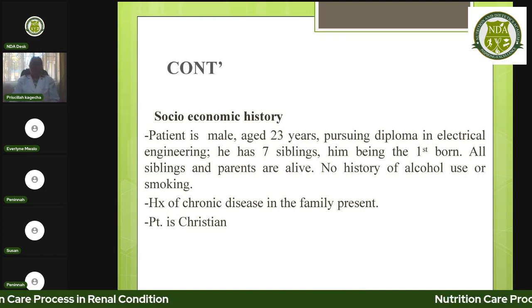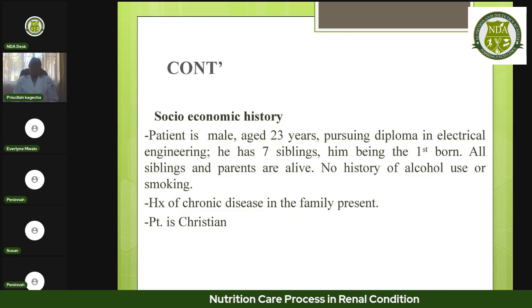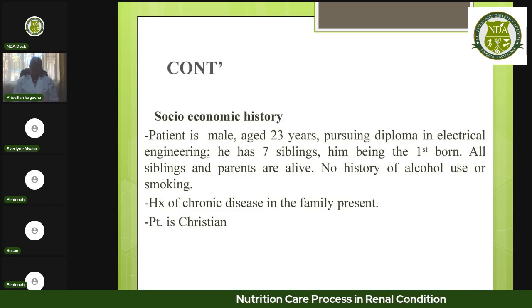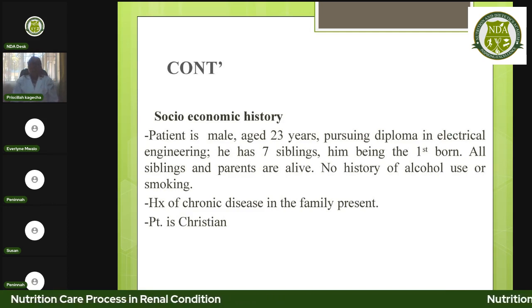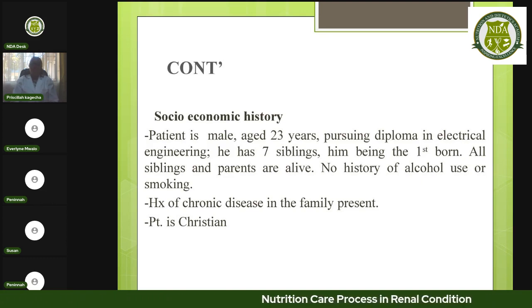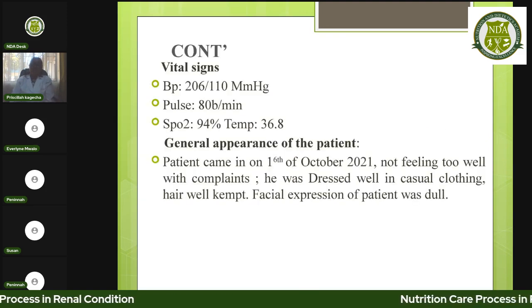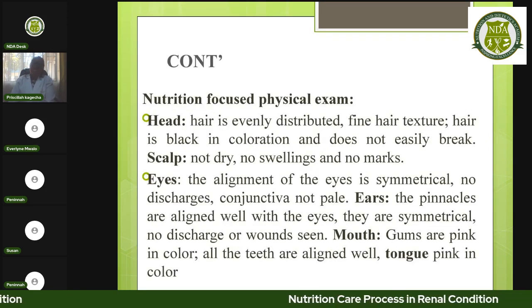And so the labs, the biochemicals showed that the patient had urea of 39.2 millimoles and a creatinine of 1600, sodium of 140, potassium of 5.8, a chloride of 107, and an HB of 9. The nutrition focused exam showed that the patient looked dull and weak, and there was no presence of edema. So that is the assessment part.